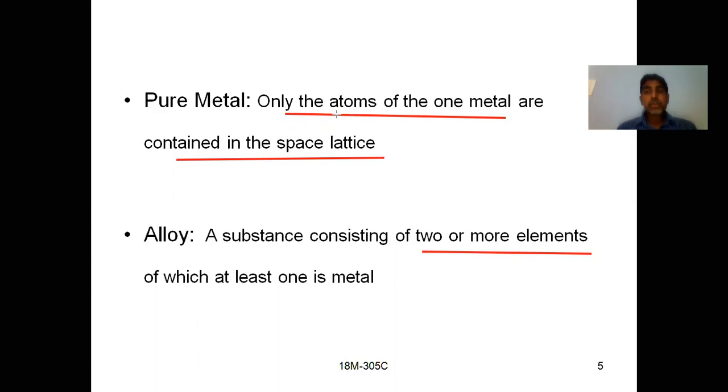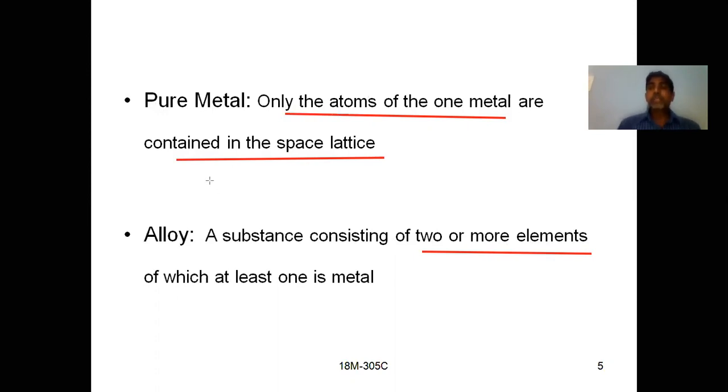Whereas in a pure metal, all the atoms belong to only one metal. In an alloy, there may be two or more elements, but among them, one element should be a metal. Okay, so this is the difference. Here, all the atoms belong to one metal; here you have two or more elements, but one element should be a metal. This is the difference between pure metal and alloy.